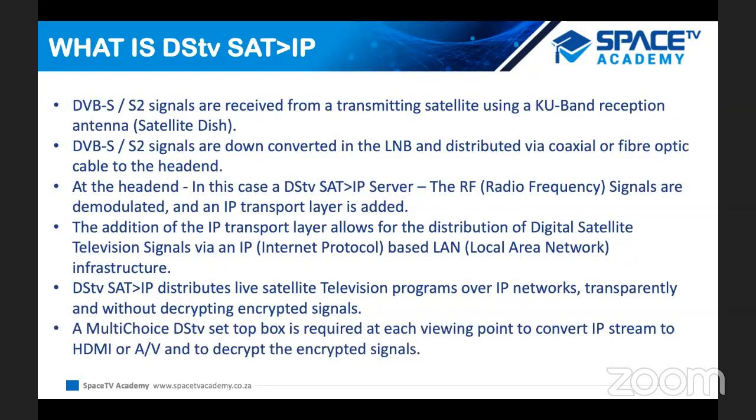At the viewing point, a MultiChoice DStv set-top box is required to convert the IP stream to an HDMI or AV feed and to decrypt the encrypted signals. So at our viewing points, we have a DStv decoder. It receives the IP signal, decrypts it, and gives us an HDMI or AV output, which can then be connected directly into the TV set.